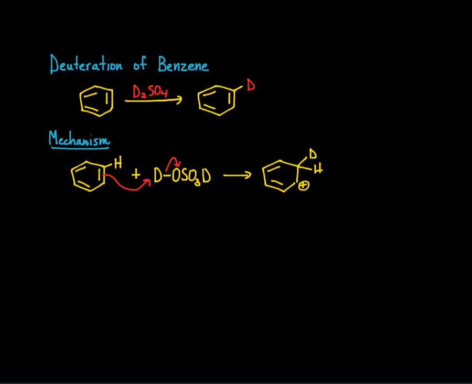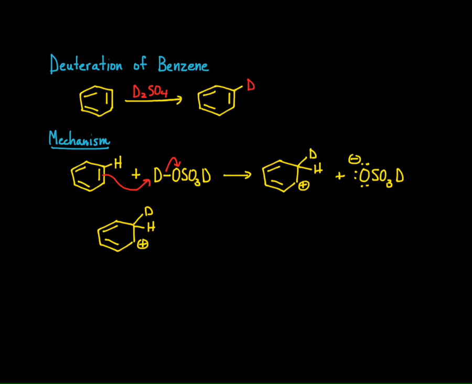Okay, so we also get the deuterated hydrogen sulfate anion from that as well. So let's see if we can draw the resonance structures of that cyclohexadienyl carbocation, right? Remember, 3 resonance structures, and I'm going to show you a couple of times how to do this, and then hopefully you can figure out how to do this with all of the other mechanisms.